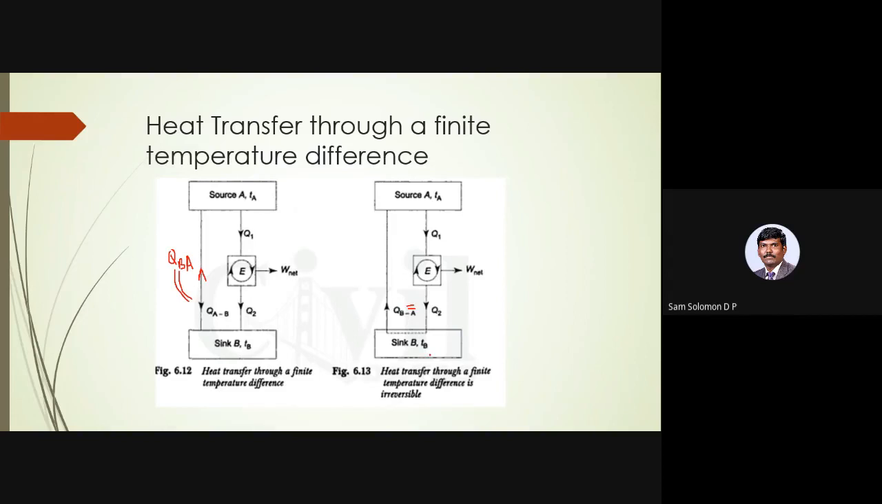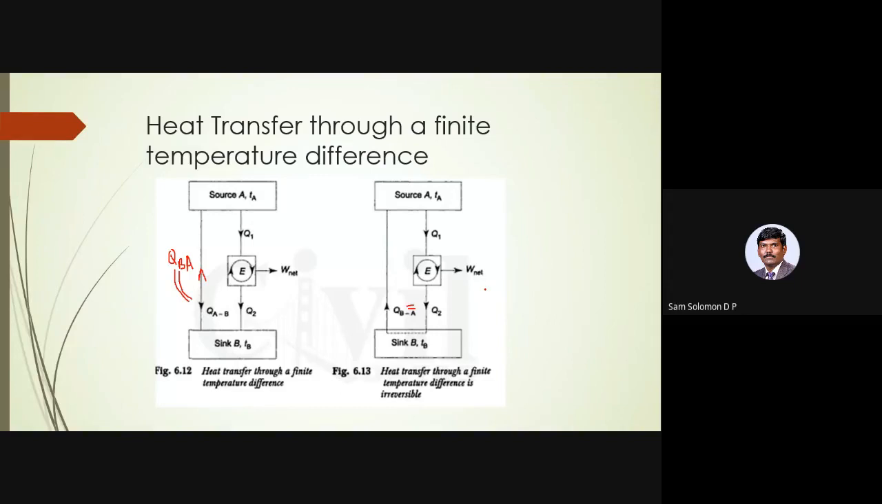This violates the Kelvin-Planck statement, which tells us that two reservoirs are required for a heat engine to operate. So by this simple demonstration, we can say that heat transfer through a finite temperature difference is not reversible.